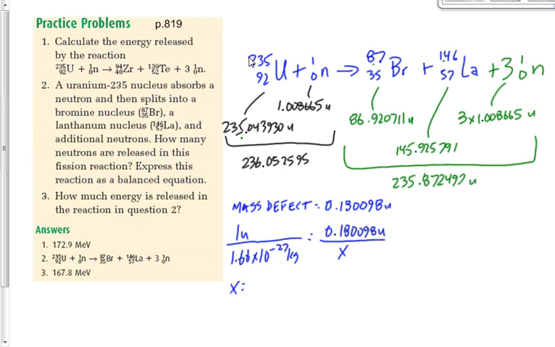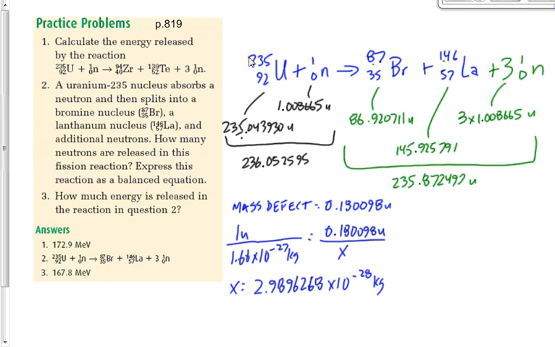10 to the minus 27, 10 to the minus 28 kilograms? Something like that? Jack? 2.989626, with an 8 on the end? 2.9896268. Thank you. 10 times 10 to the minus 28 kilograms. Good. All right. What are we going to do with that?